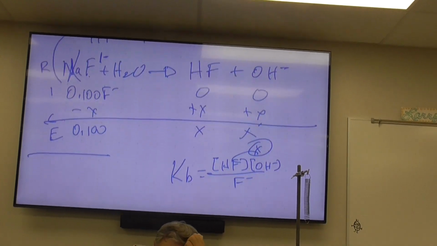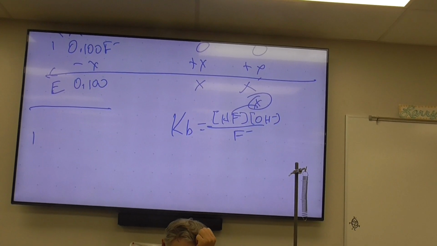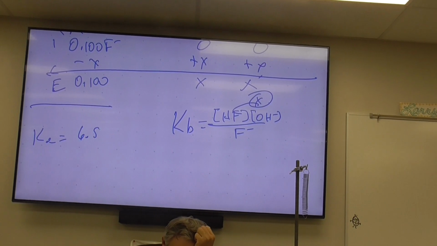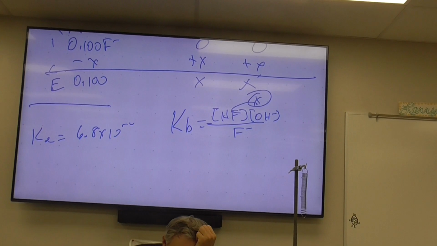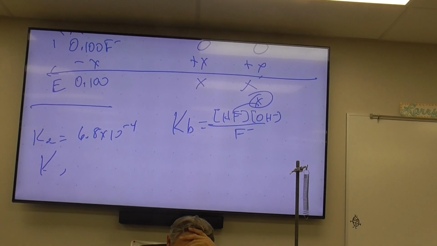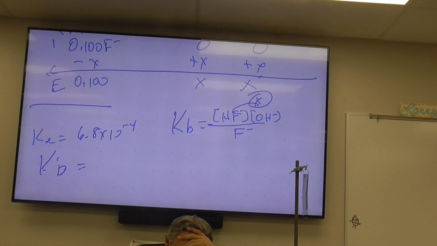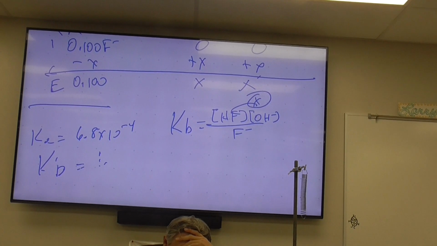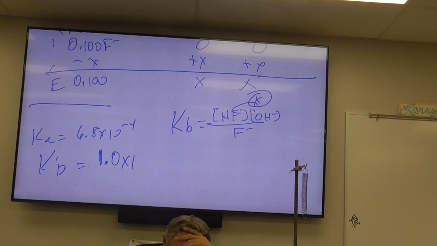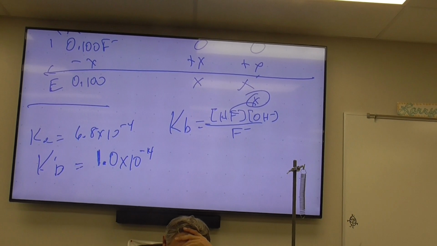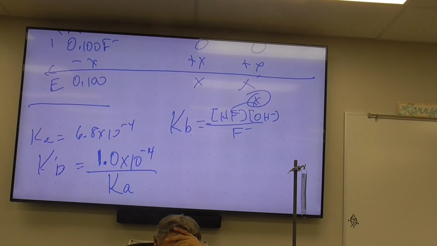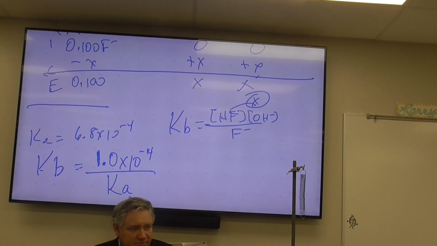Because you know that Ka times Kb equals the autoionization constant of water. So, since the Ka of hydrofluoric acid, HF, is 6.8 times 10 to the negative fourth, the Kb is going to equal 1.0 times 10 to the negative 14th over the Ka. No, X is for the molarity, Charles. We haven't found that yet.